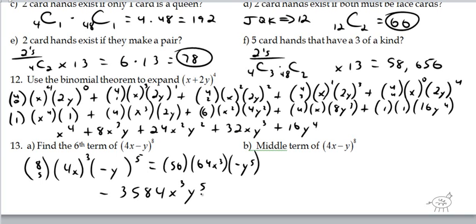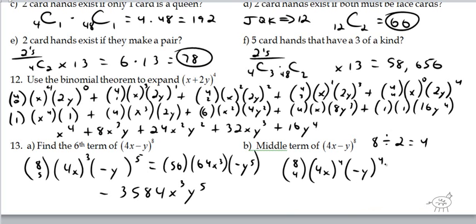Middle terms are really, really easy. It's always going to be an even number like this because it's the only way you're going to get a middle term. And basically, you just do 8 divided by 2, which is 4. So it's going to be 8C4. It's so easy. And these are 4x to the fourth. That's why those numbers are the same. And negative y to the fourth. Oh, so easy. Just be really careful about it. Okay?